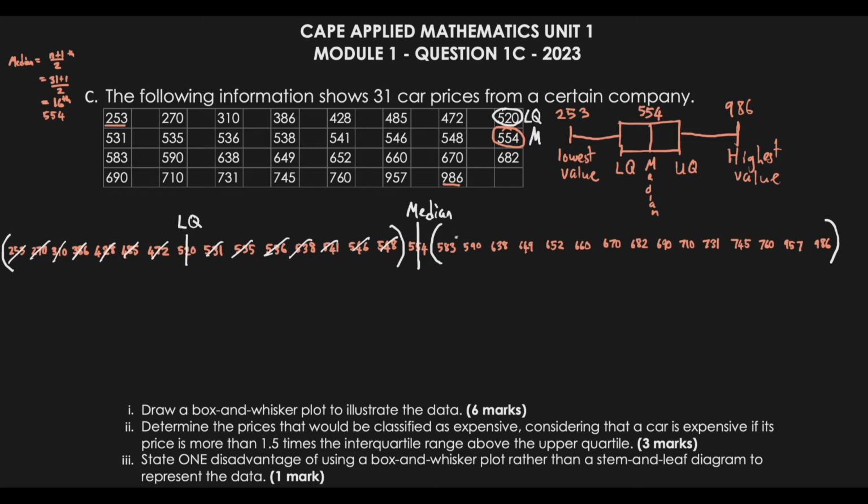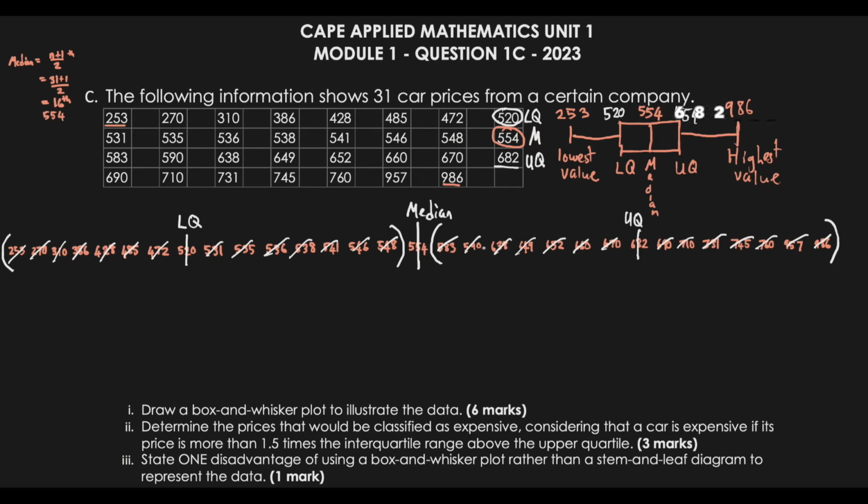So if you cancel these out, 1 on each side, 2 on each side, 3 on each side, 4 on each side, 5 on each side, 6 on each side, 7 on each side. My upper quartile is 682. Okay, so now I know that here is 520 and here is 682.